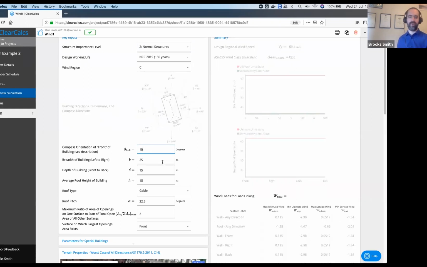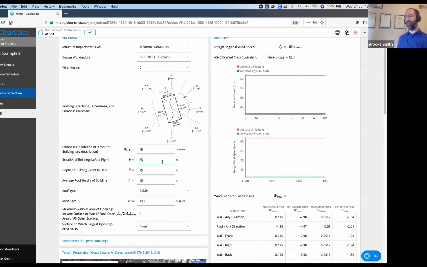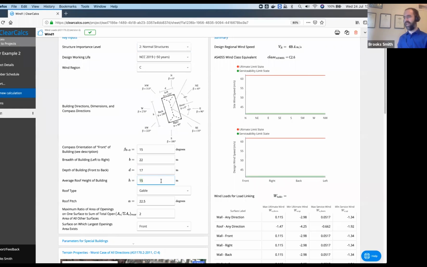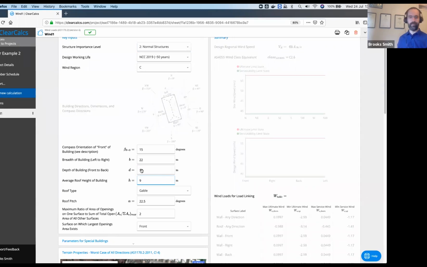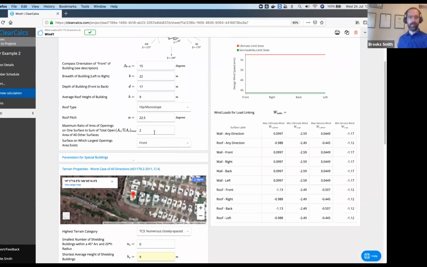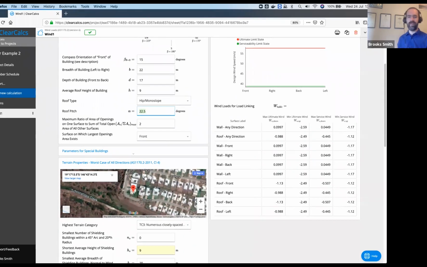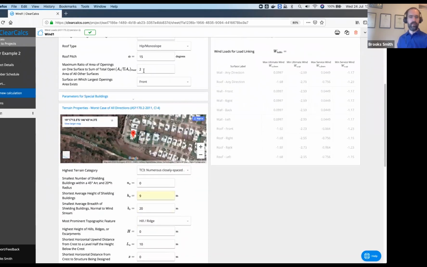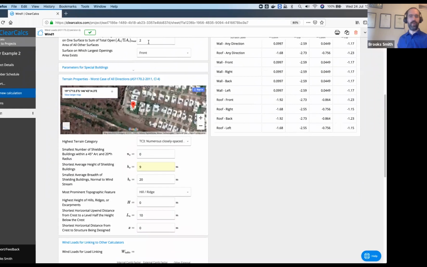Said orientation was 15 degrees. The overall breadth was 22 meters. The depth, 17 meters. And we set a roof height of 9 meters. For this, we did have a hip type roof and a pitch of 15 degrees. Maximum ratio of area of openings of 2.0, and that's on the front of the building.